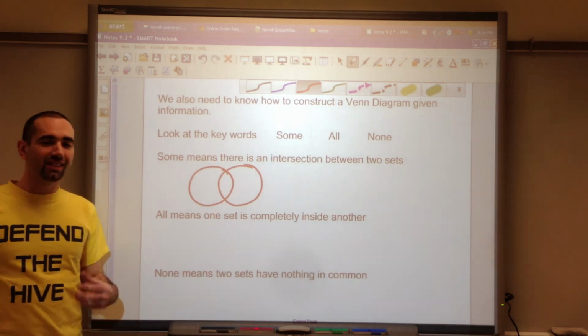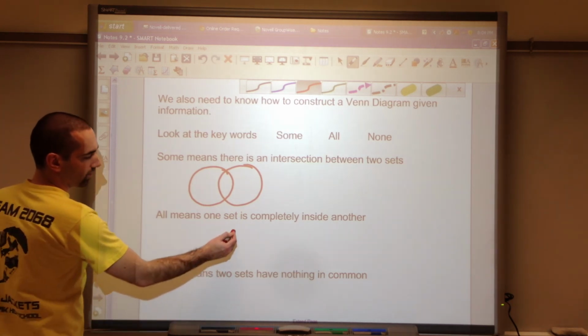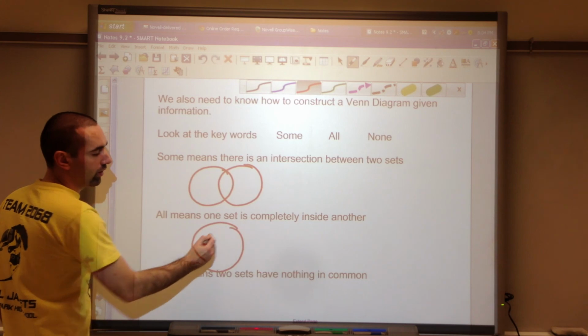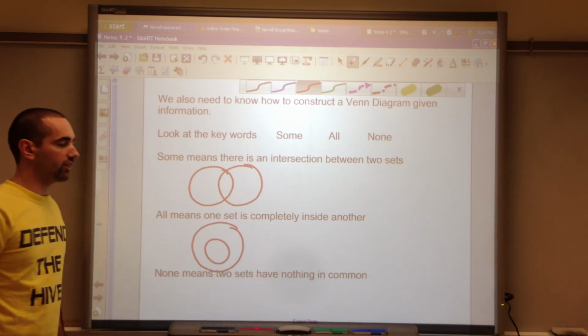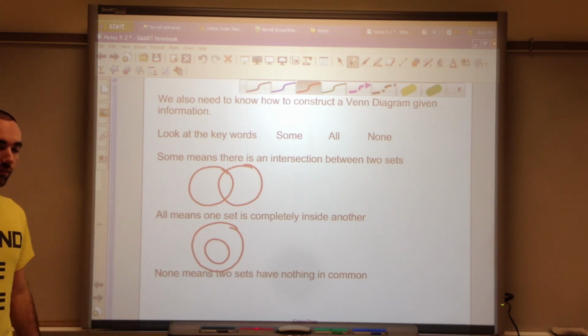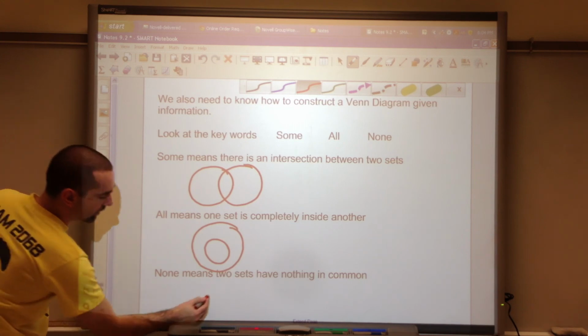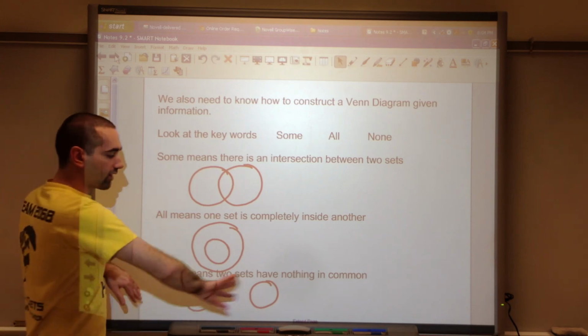All means one set is completely inside of another. So you have one circle with another inside of it. All of this circle is inside of this. None means the two data sets have nothing in common. So you have one data set, another data set over here. Nothing in common.